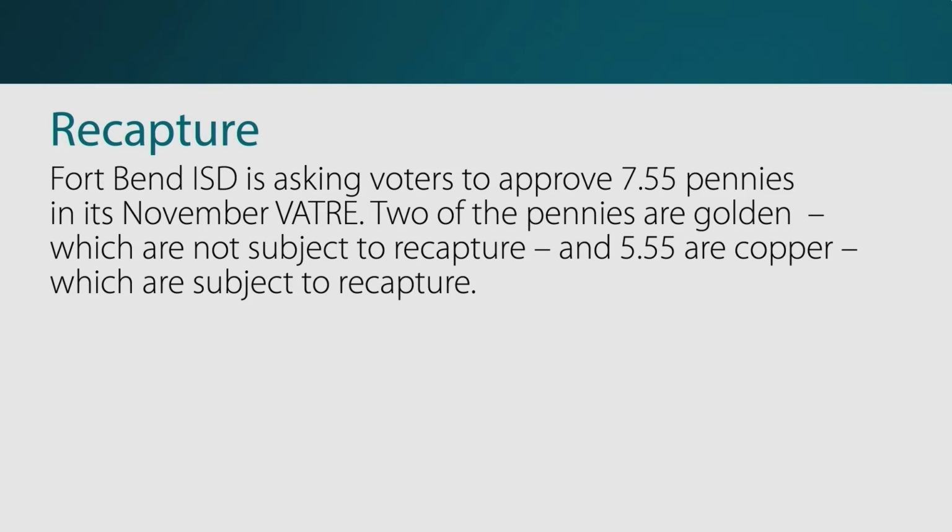So there's been some questions about recapture, okay? And so I just want to be able to address this. If we have a successful election, we're going to be able to have 7.5 pennies more in our M&O tax rate. Now this is where it starts to get complicated. 2 of them are golden pennies, which are not subject to recapture. 5.5 of them are copper pennies, which are subject to recapture.